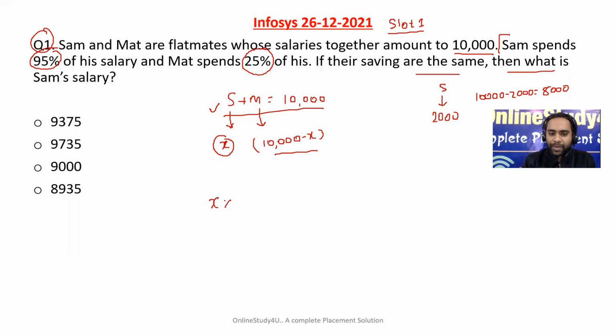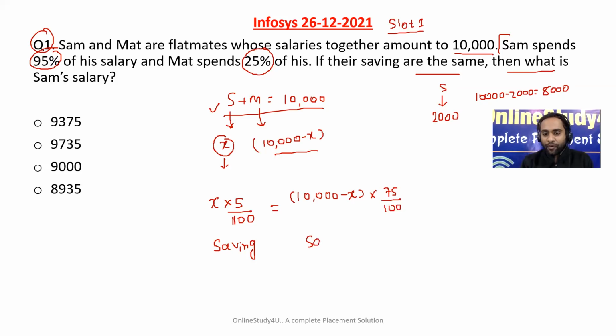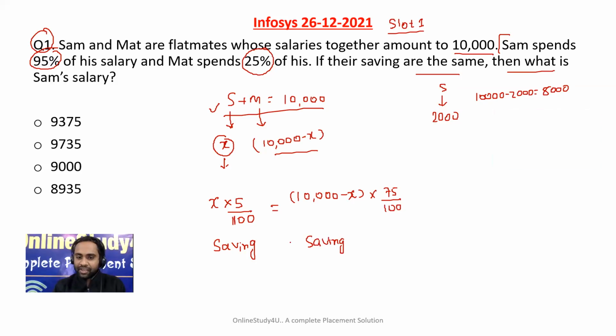Okay, now Sam spends 95% of his salary, so he will be left with only 5%. Agreed? So the saving of Sam will be only 5% of X. And Matt is spending 25%, so how much will Matt be left with? Obviously 75%, because 25% he is spending. And now both of their savings are the same, so that is the reason I have equated the equation here.